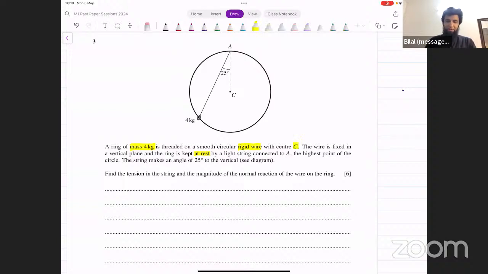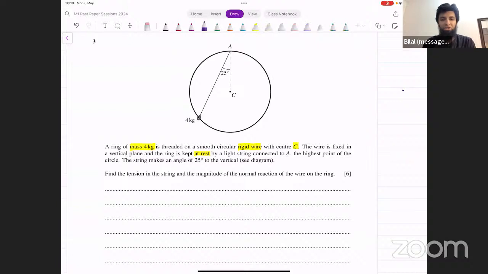The ring is kept at rest. That means it's in equilibrium. With the light string connected to A, the highest point of the circle, the string makes an angle of 25 degrees to the vertical. You can see that in the diagram. Find the tension in the string and the magnitude of the normal reaction of the wire on the ring.